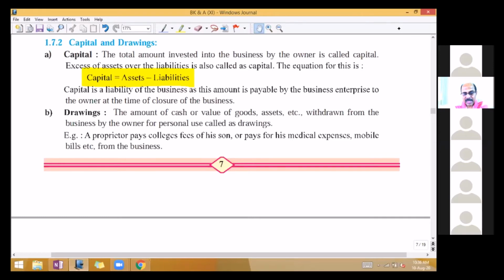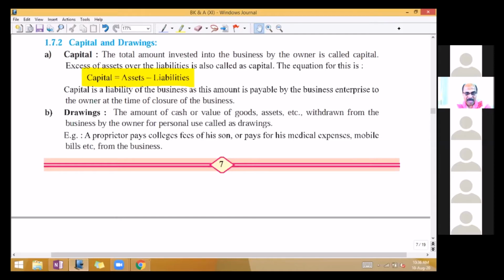Then I pay rent of my house from business money. Drawings. Okay, correct. So now you understood the meaning of drawings. So students, all the sentences are there in the textbook. If you look at the textbook, okay, I hope everybody has got a textbook.